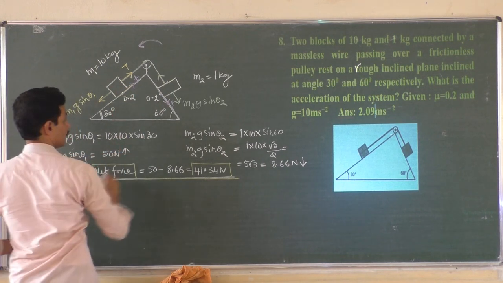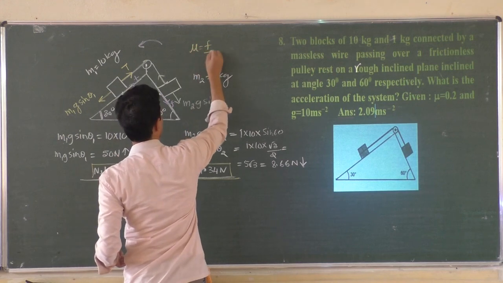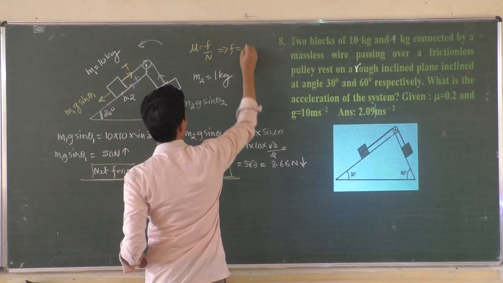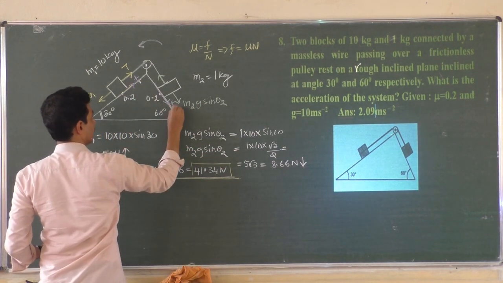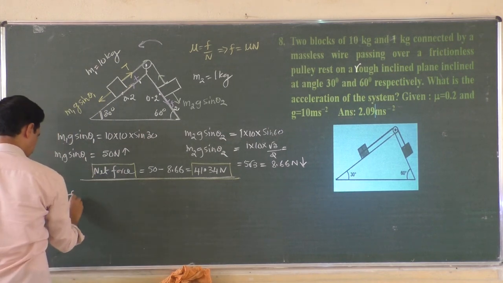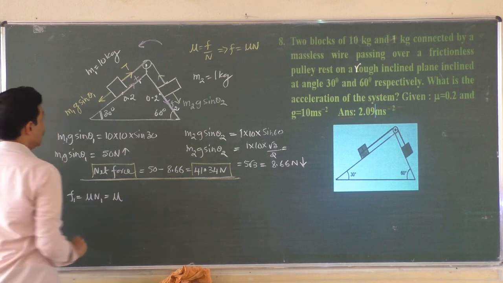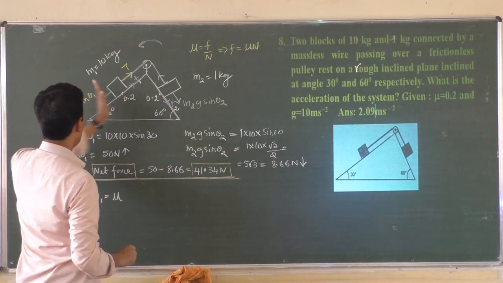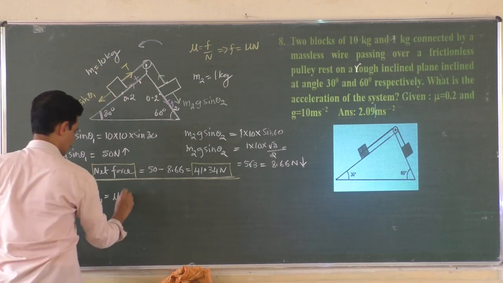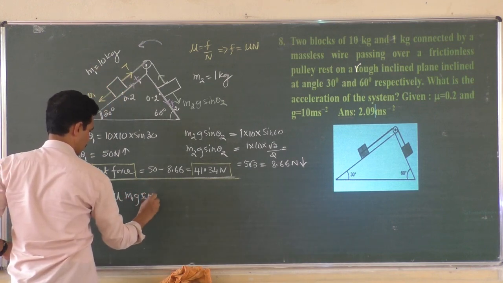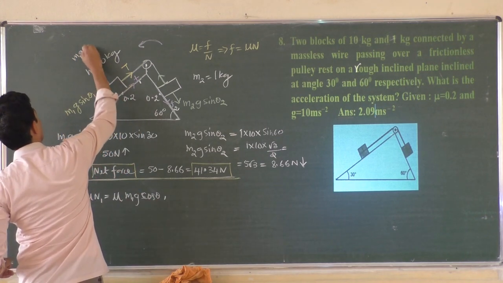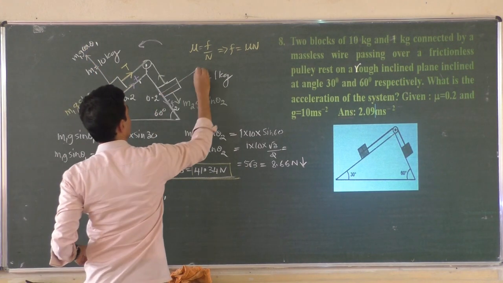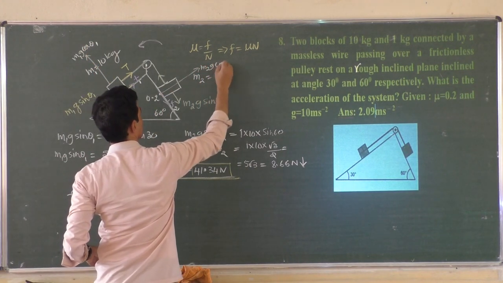What is the frictional force? You know that mu is equal to F by n. So F is equal to mu into n, right? Mu into normal reaction. Okay, I'll call this F1 and this one F2. What is F1? F1 is equal to mu into n1. n1 is m1g cos theta 1. Here, normal reaction is m1g cos theta 1. Similarly here, m2g cos theta 2.